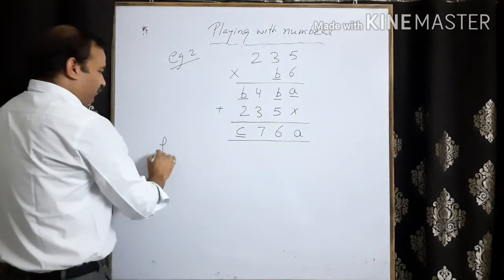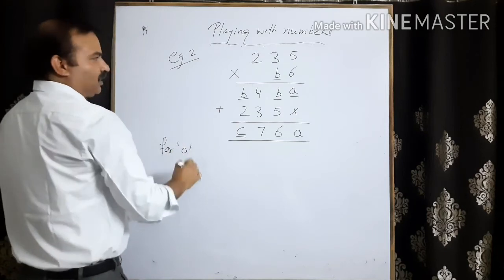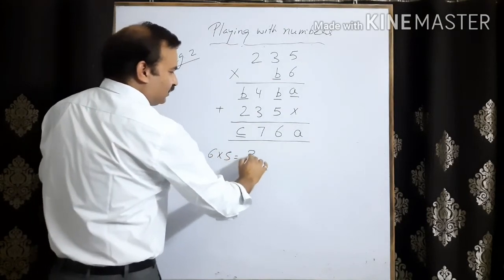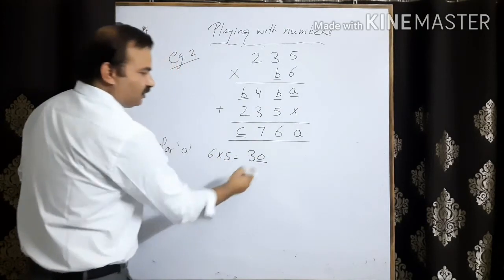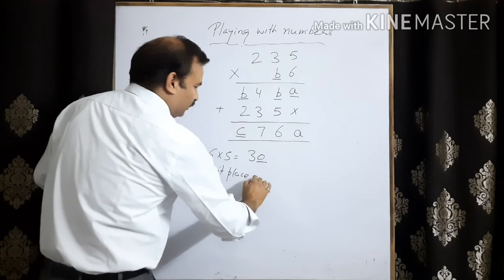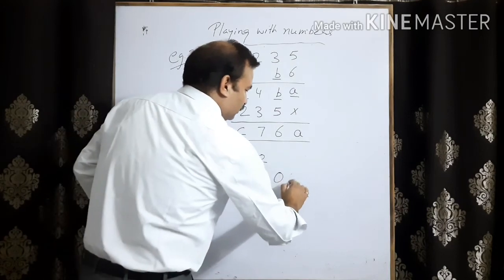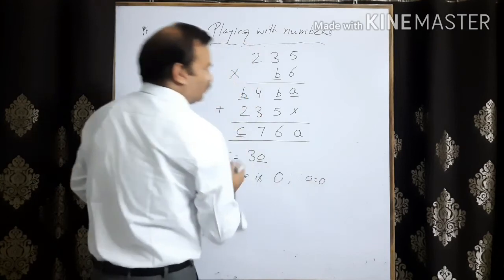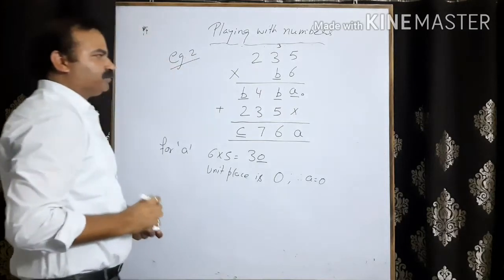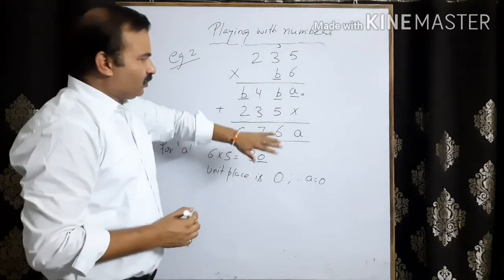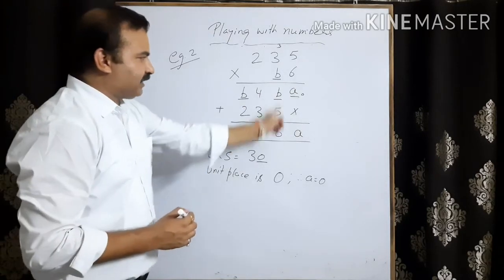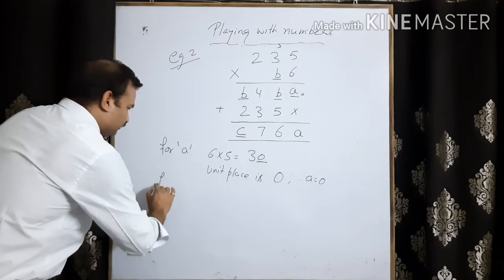Now this is A, so whatever A will come, this A will come. For A, first of all, this is 6 multiplied by 5. 6 times 5 is 30, so 0 will come at the unit place. So the unit place is 0, therefore A is equal to 0. Here 6 fives are 30, so 0 and 3 will come. Now next, as I told you, we have to add these. This is the ones place, this is the tens place.